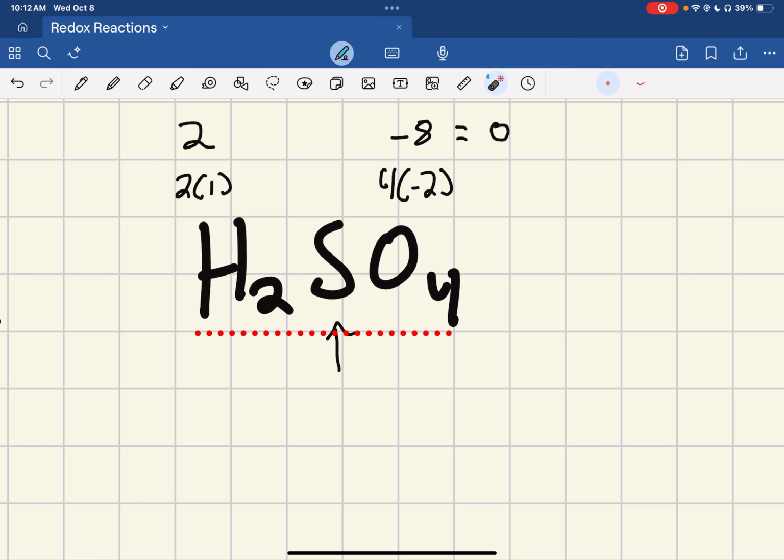Well, I have to get it to 0. So in order for me to do that, what I'm going to say to myself is, and I'm doing all the algebra in my head, that the oxidation number for this sulfur, since there's only one of them, has to be +6. So it's going to be just like that. Okay. Because when you add 2 plus 6, that gives you 8, minus 8, that gives you 0. So the oxidation number for the sulfur is going to be 6.